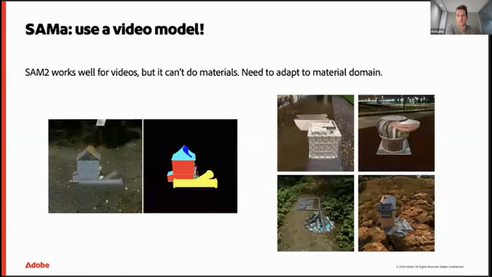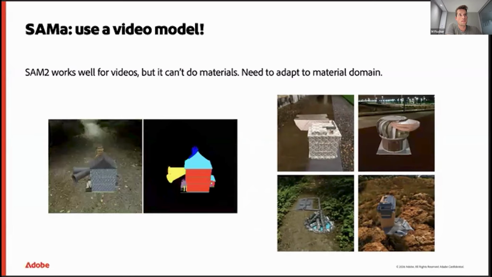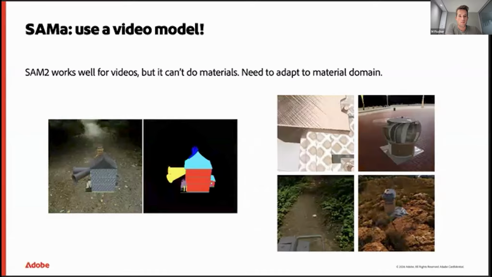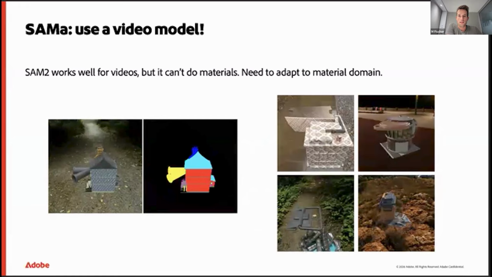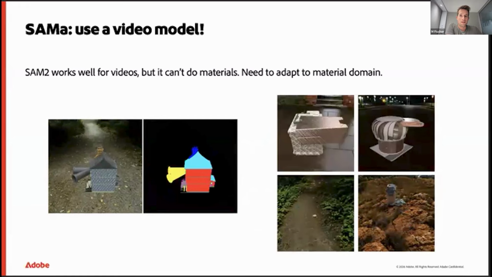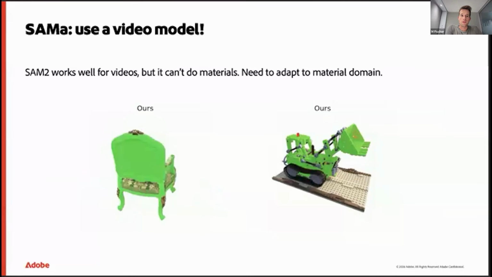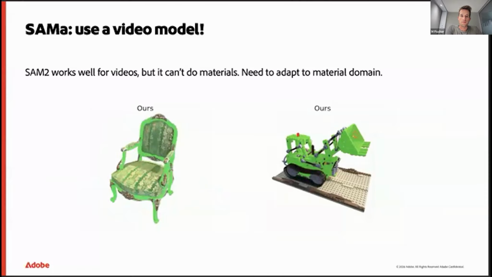SAM2 works well for videos, again, but it can't do materials. So we need to adapt it to the material domain. And we did this by rendering a bunch of videos, again, with dense annotations. I hope those are playing smoother than on my end, because it's not very smooth. Sorry about that. Exactly. And now, once we've adapted SAM2 to the material domain, once we fine-tuned it, you see that the selection becomes much better and much more consistent in 3D space.